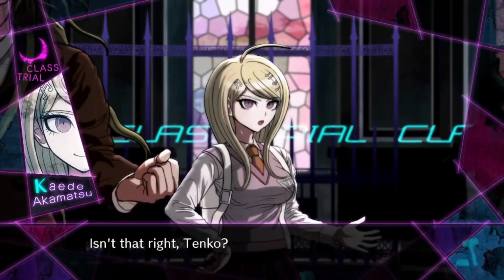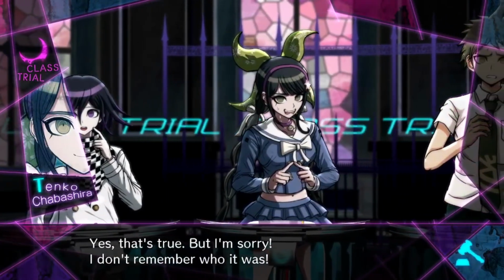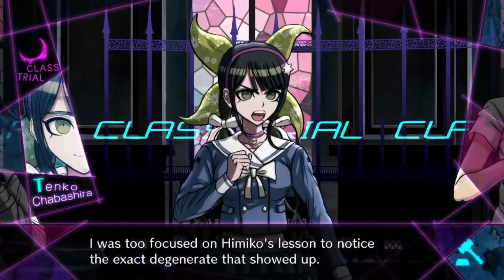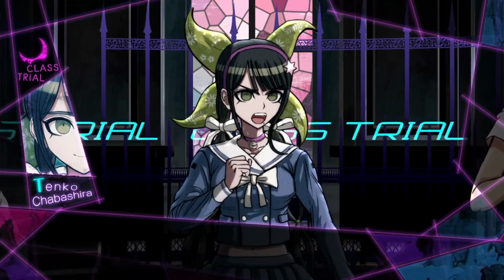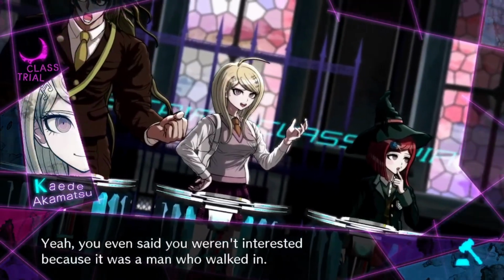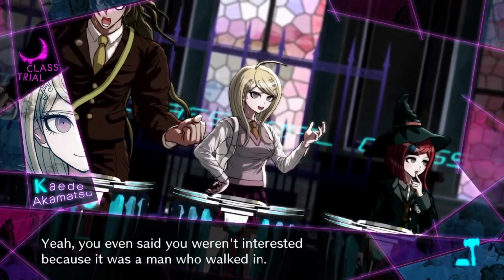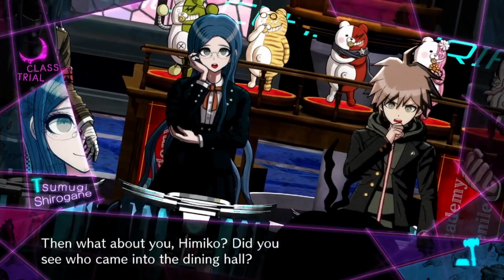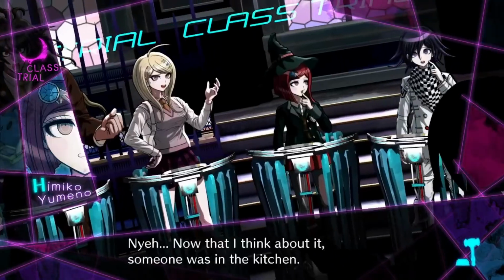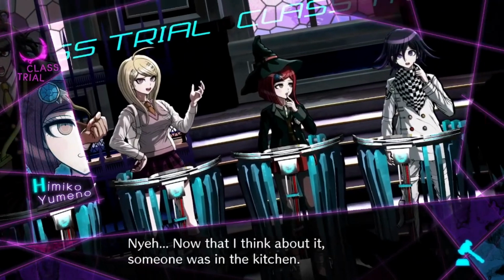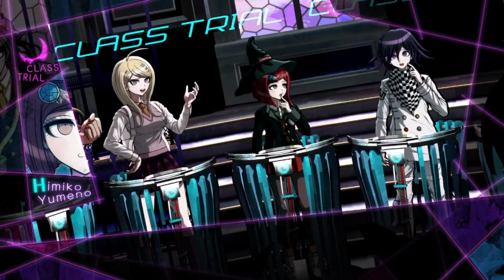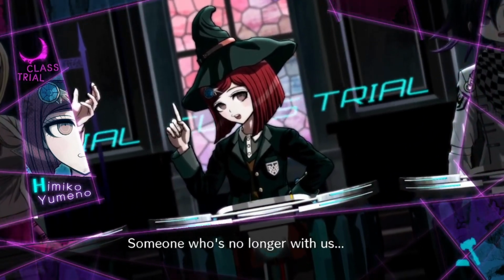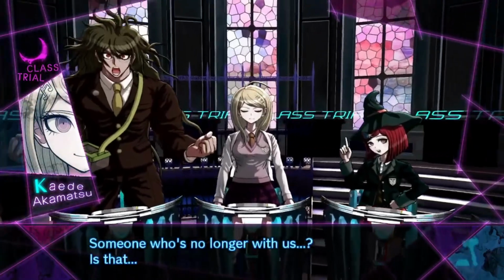Isn't that right, Tenko? Yes, that's true. But I'm sorry, I don't remember who it was. I was too focused on Himiko's lesson to notice the exact degenerate that showed up. Yeah, you even said you weren't interested because it was a man who walked in. And what about you, Himiko? Did you see who came into the dining hall? Yeah. Now that I think about it, someone was in the kitchen. Someone who's no longer with us. So it was Yasuhiro. Someone who's no longer with us?